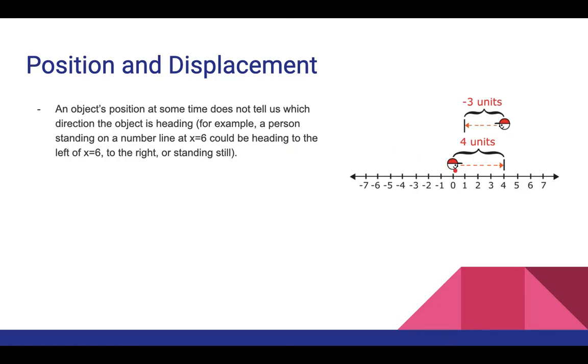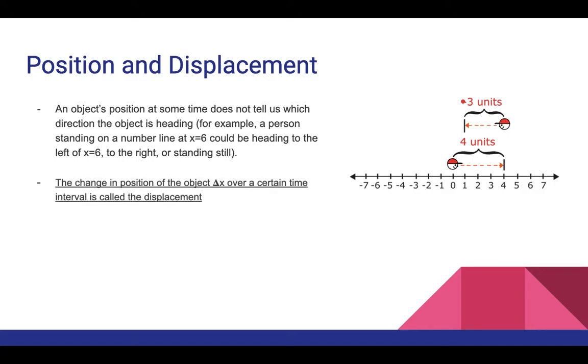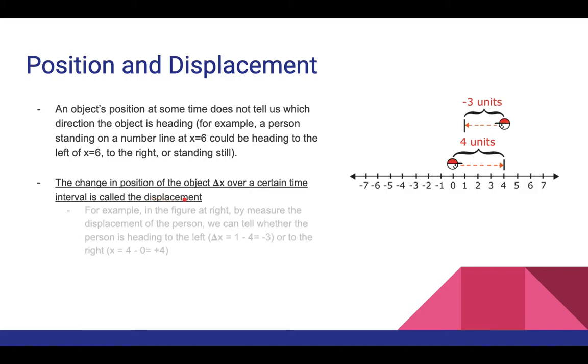For example, a person heading from 0 to 4 would have a change of position of 4 units, telling us they're heading to the right, while a person heading from 4 to 1 would have a change in position of -3 units, the negative telling us that they're heading to the left. So the change in position of the object over a certain time, delta t, is called the displacement. So instead of saying change in position, we can now say displacement.